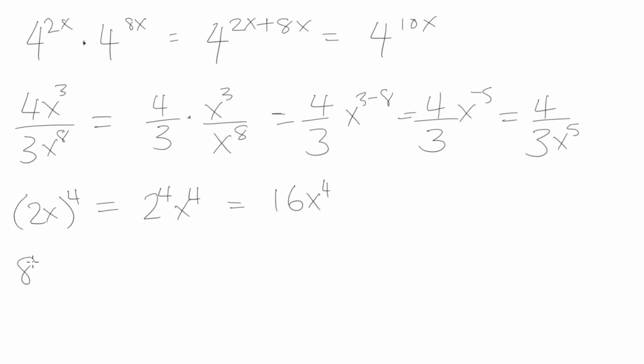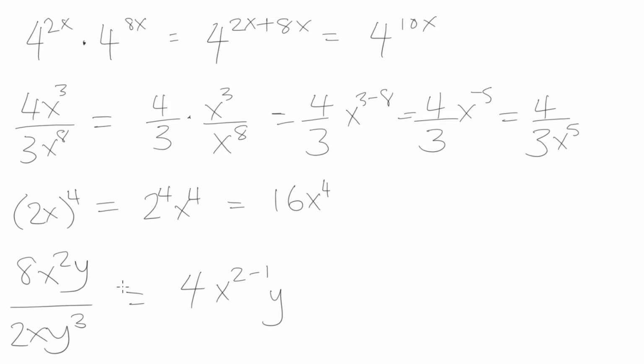Now let's say we have 8x squared y divided by 2x y cubed. So already we can very quickly calculate the numerical part here. 8 divided by 2 is just going to be 4. So we know we're going to have 4 on our numerator. And now we have a common base of x in both the numerator and denominator, and a common base of y in the numerator and denominator. So this can be simplified to 4x to the power of 2 minus 1, because the exponent here is 1. So that's going to be x to the 2 minus 1, and y to the power of 1 minus 3.